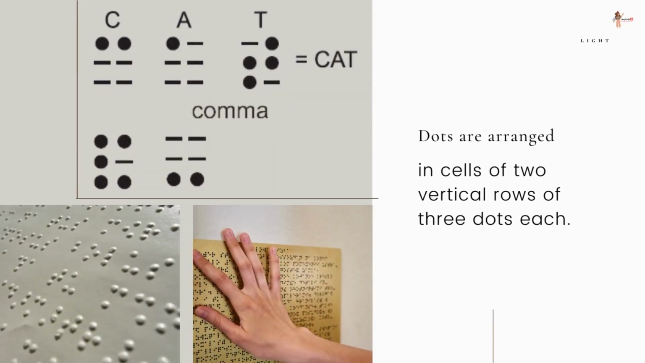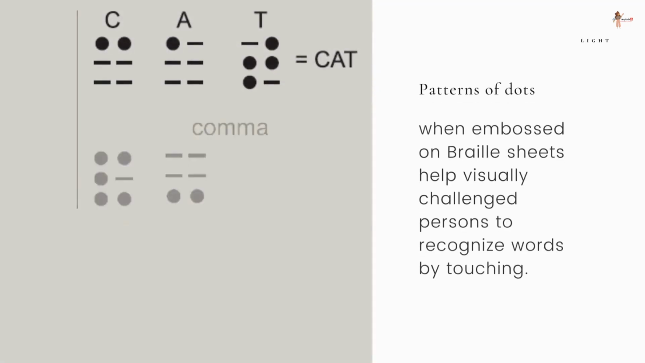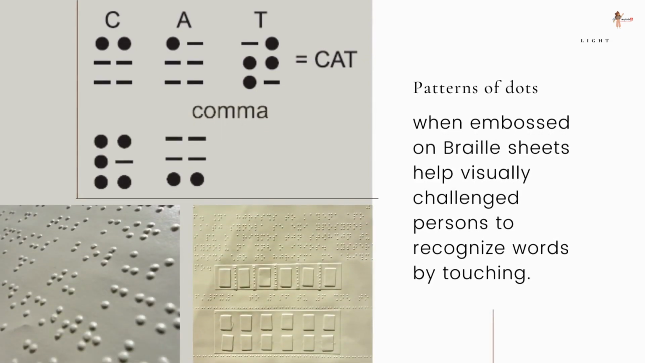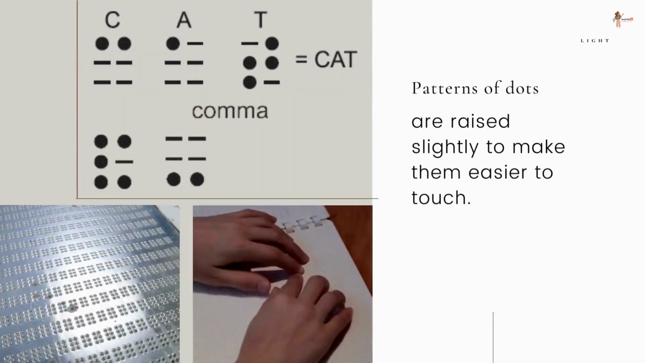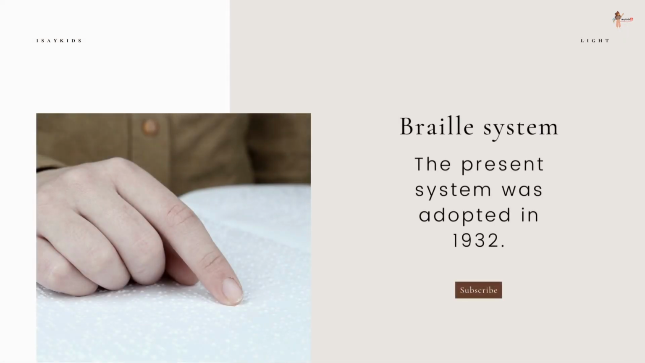Dots are arranged in cells of two vertical rows of three dots each. Patterns of dots to represent some English letters and some common words are shown here. These patterns, when embossed on braille sheets, help visually challenged persons to recognize words by touching. To make them easier to touch, the dots are raised slightly. The present system was adopted in 1932.